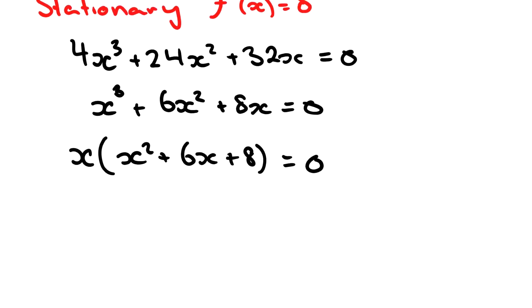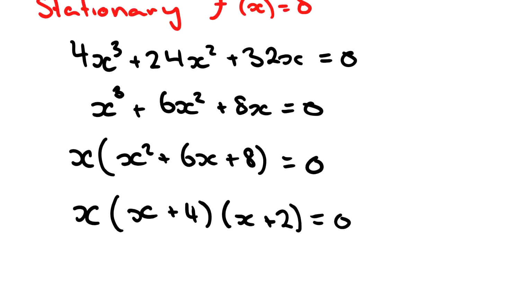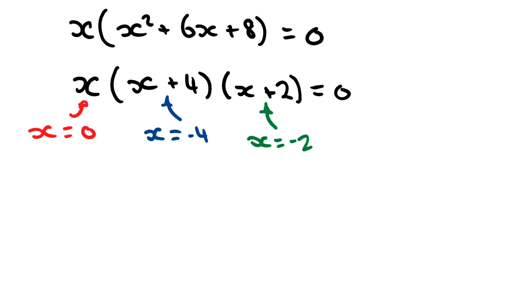To factorize a quadratic, you can use whatever method you prefer. If you want to use the quadratic formula, you can do that. I'm not going to do it in this video to save some time. So we get x bracket x plus 4 bracket x plus 2 equals 0. We know our front x needs to be 0, the x inside the first bracket needs to be minus 4, and the x in the last bracket needs to be minus 2. So we know there are stationary points at each of these.